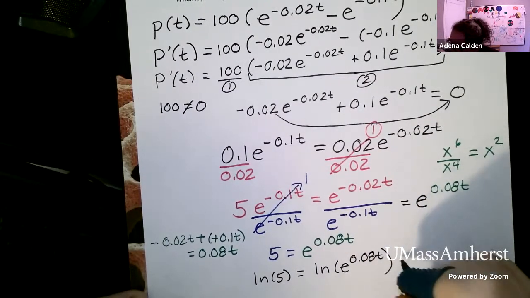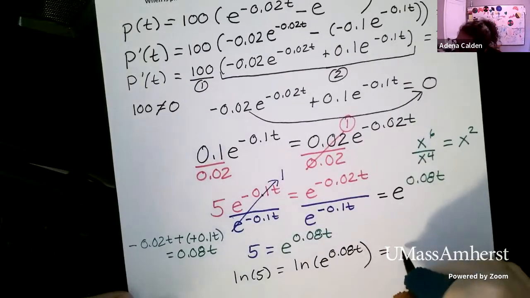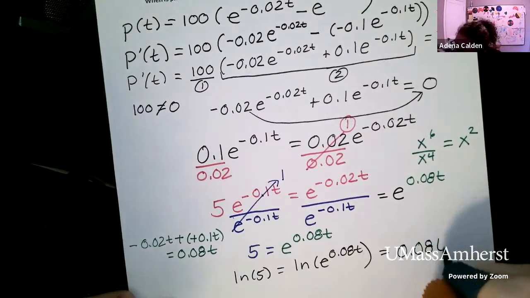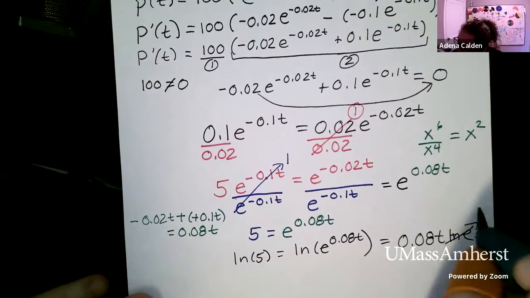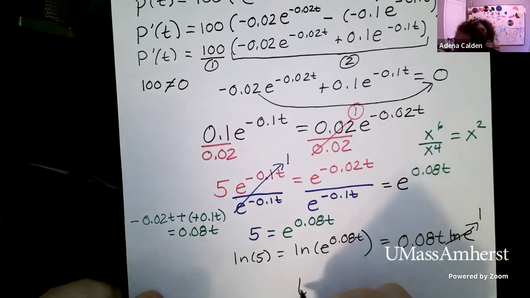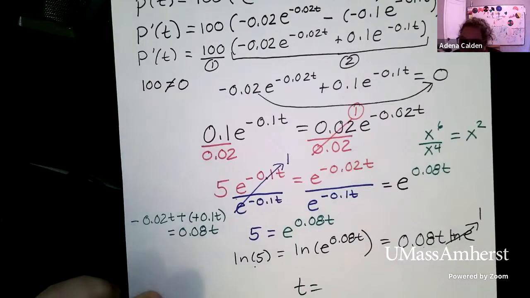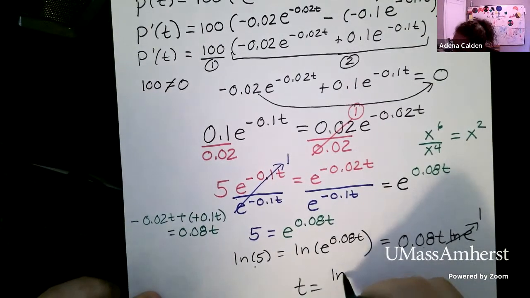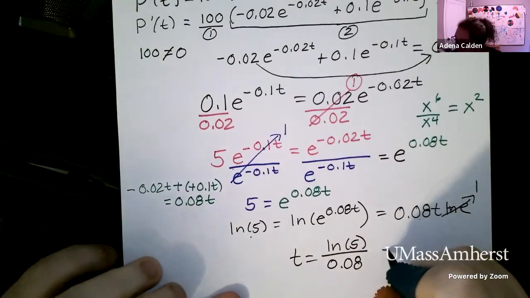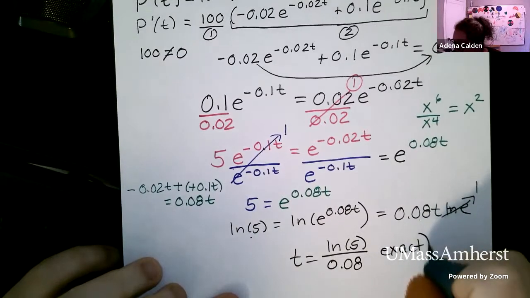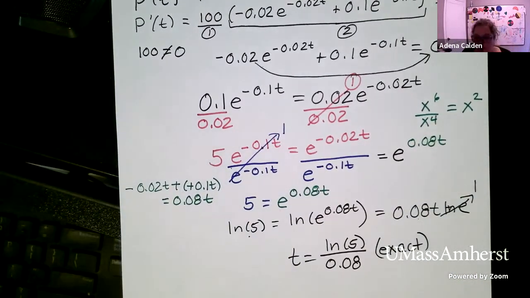We use our natural log rules, so we know the power comes down out front times the ln of e. Okay, so the power comes down. The natural log of e is just 1. So to solve for t, we divide both sides by 0.08. So we have t equals the natural log of 5 divided by 0.08. So this is an exact answer. Okay, we didn't round anything along the way. This is exactly when it happens.